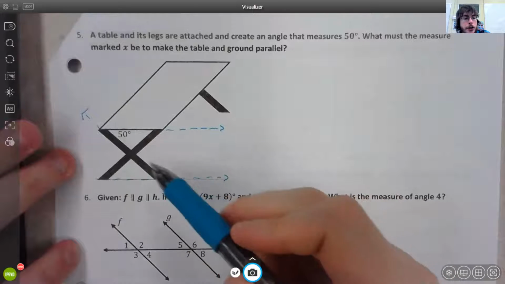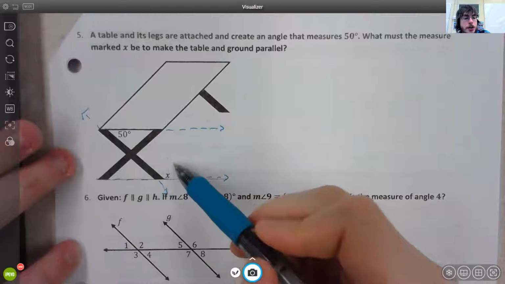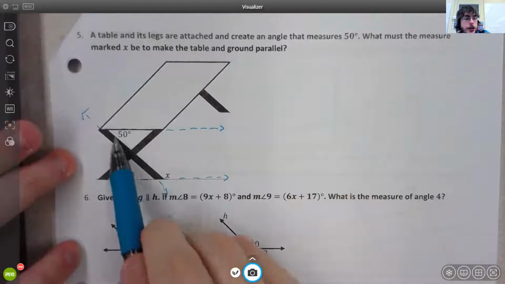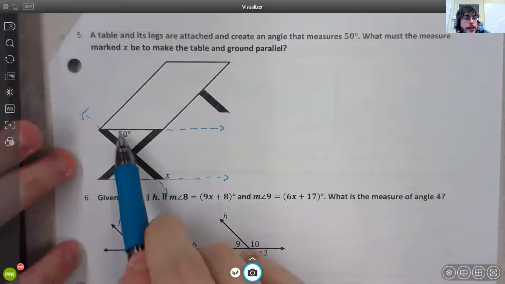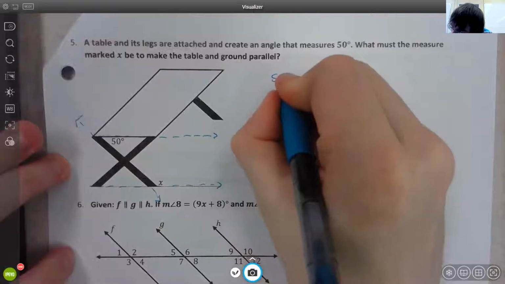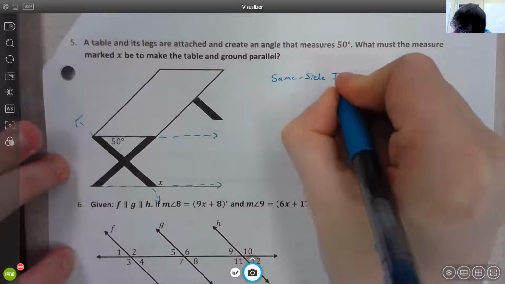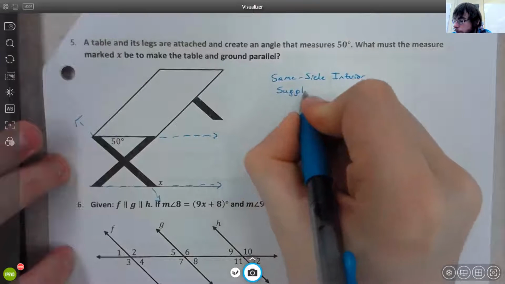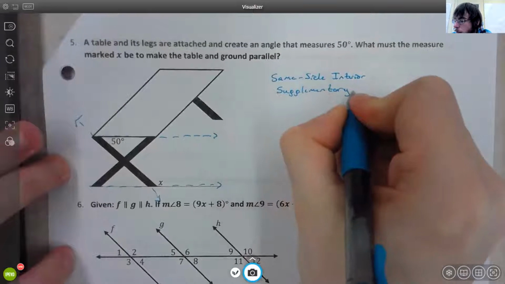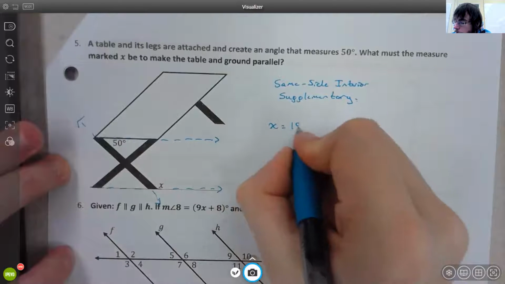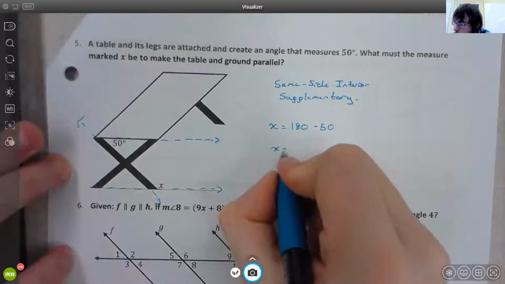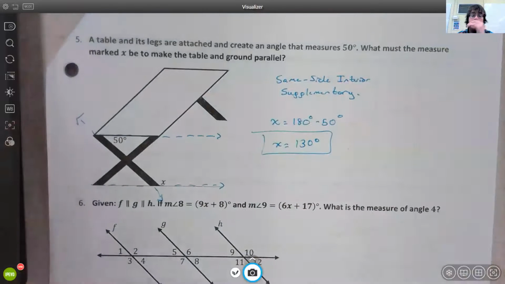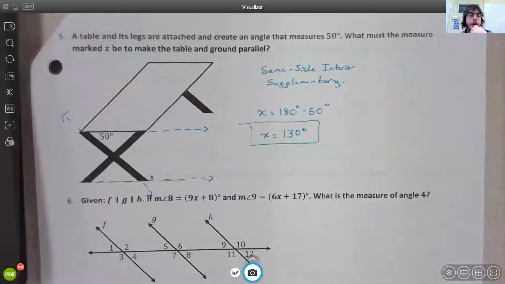If they're both in the interior, look at your transversal. Are they on the same side of the transversal or opposite sides? Well, we see that 50 is here, X is here, so they're on the same side. And these would be same side interior angles. And if you remember, same side interior angles are supplementary. So that means X has to equal 180 minus 50. So X is equal to 130 degrees. That would make the table and ground parallel.